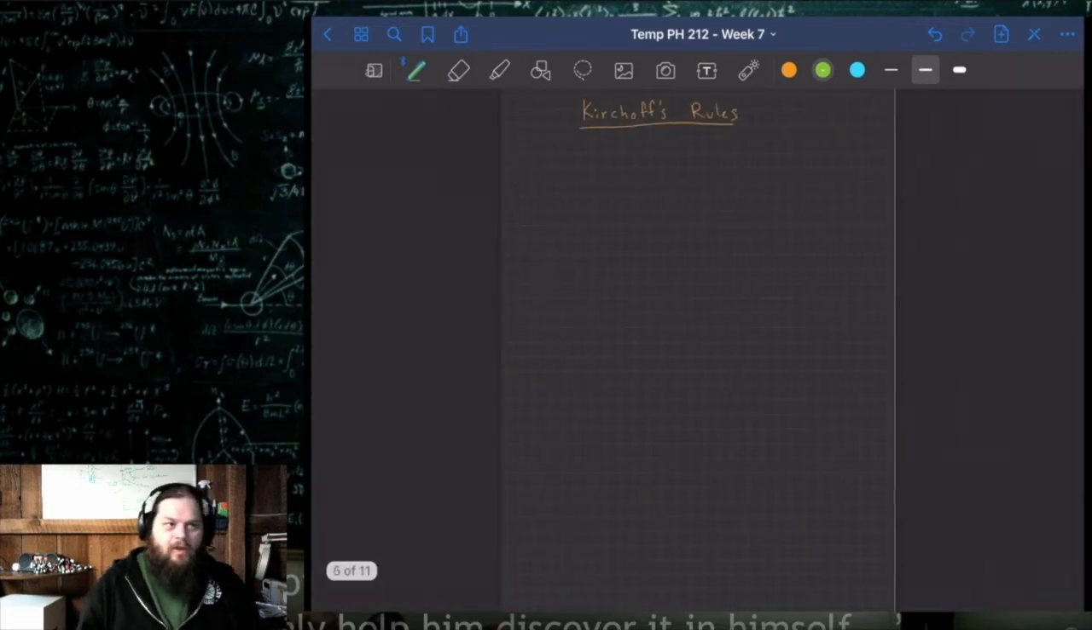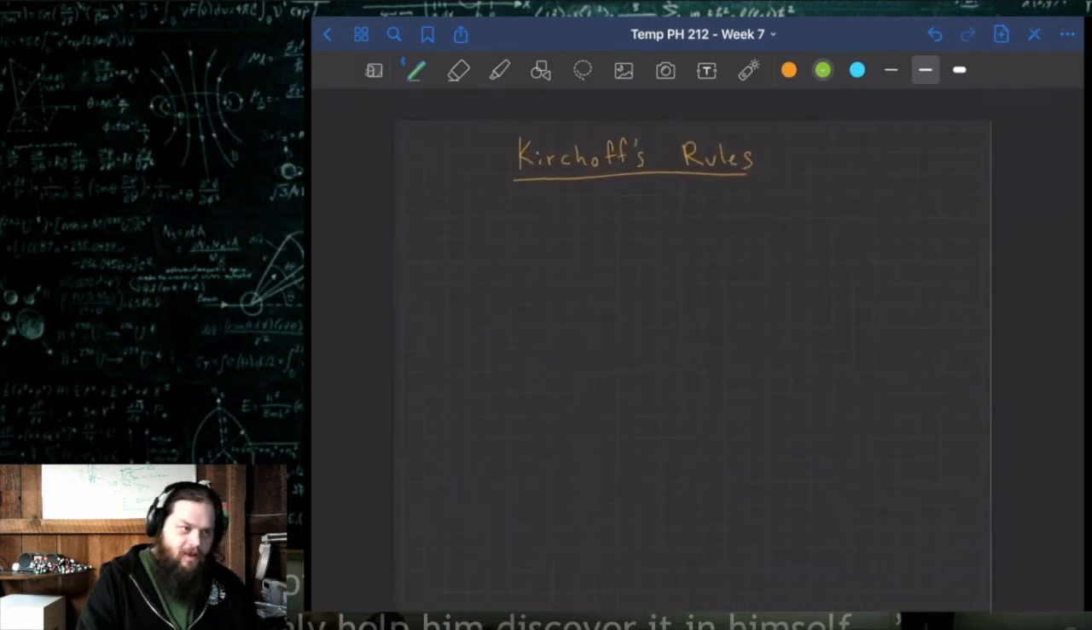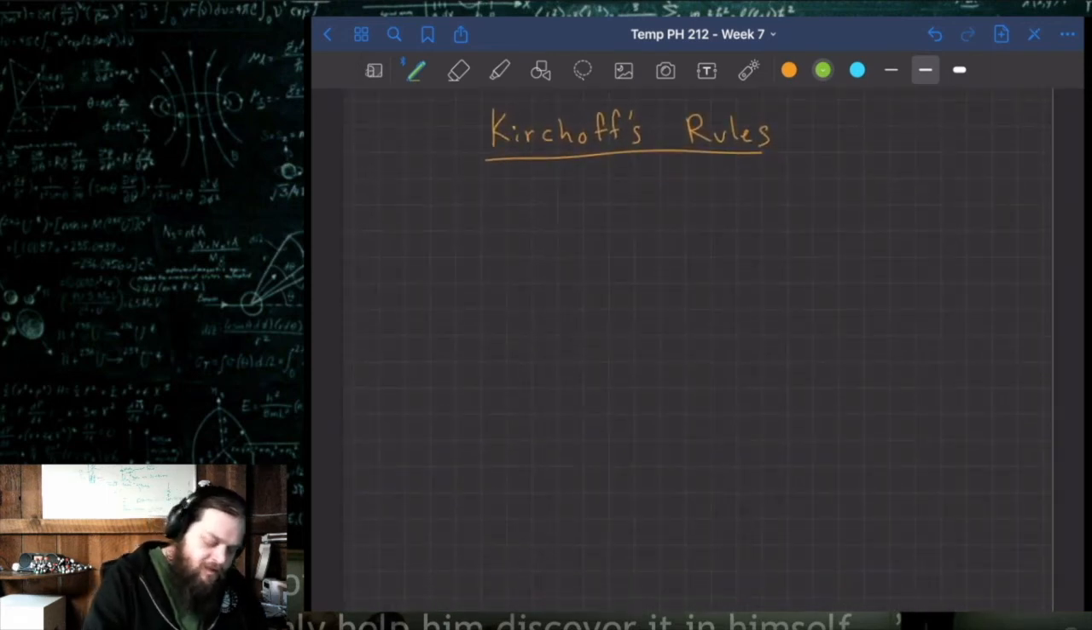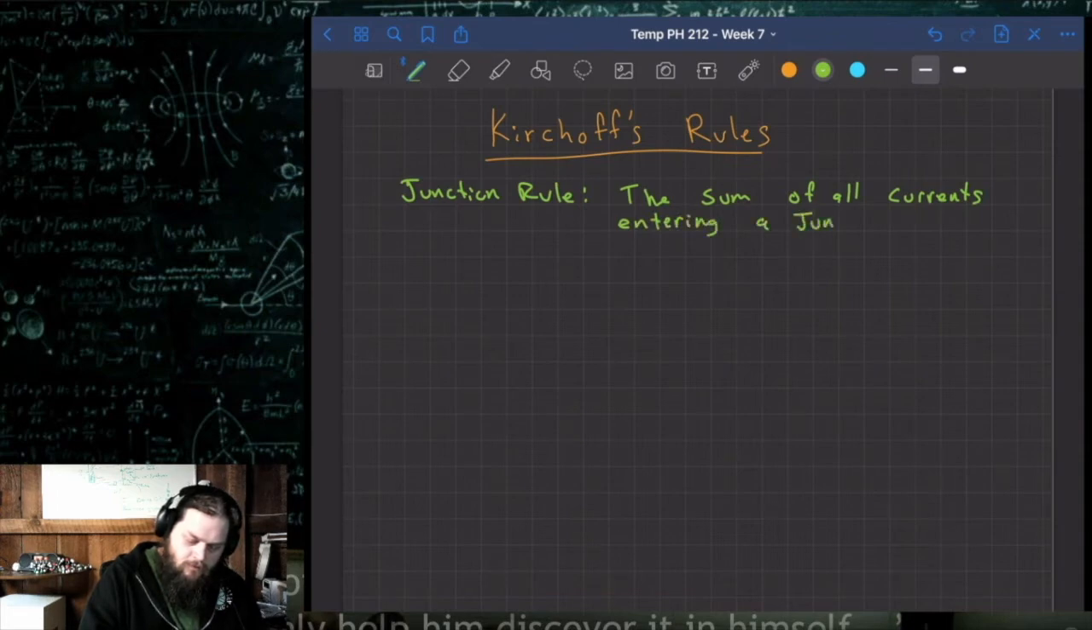We're going to talk a little bit about Kirchhoff's rules next, which is another fun way to find the current through different loops as they're happening. And there's 2 rules behind Kirchhoff's rules. The first is the junction rule, which says the sum of all currents entering a junction must equal the sum of all currents leaving the junction.